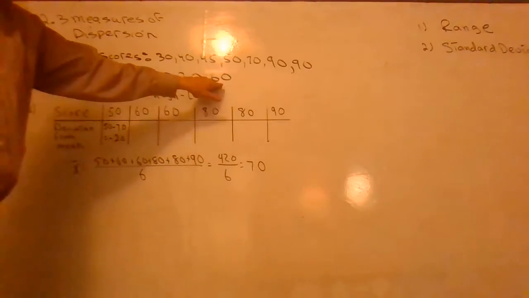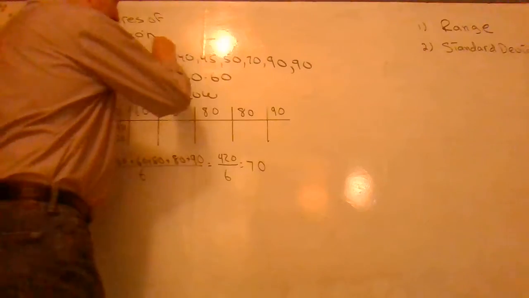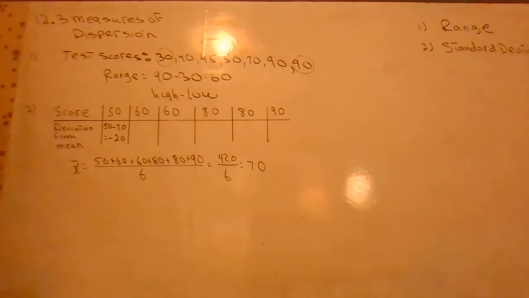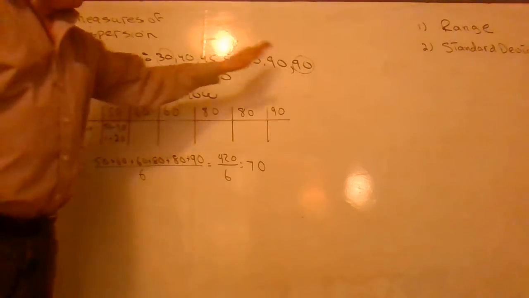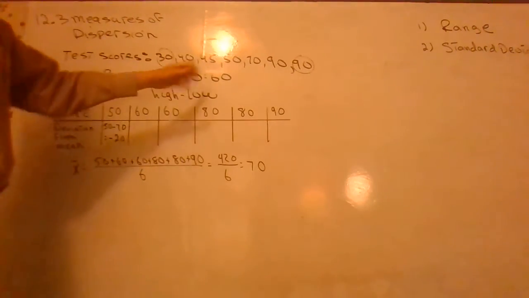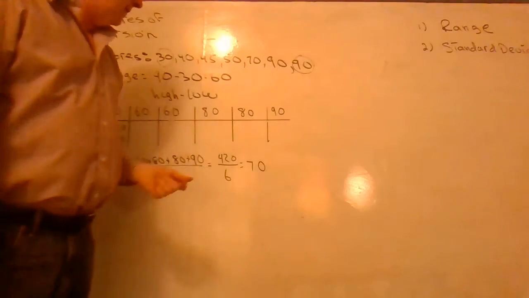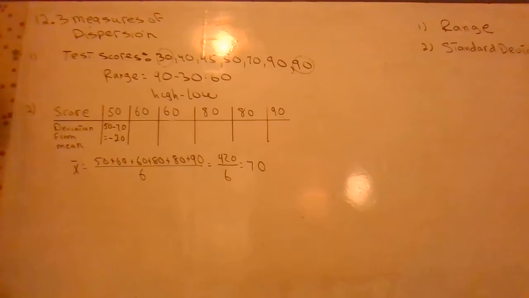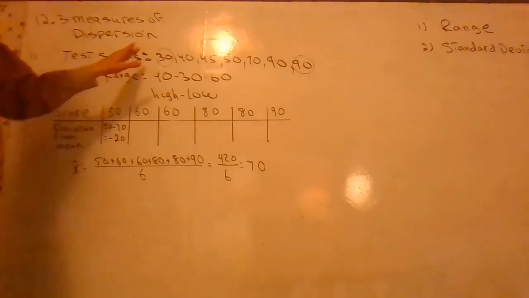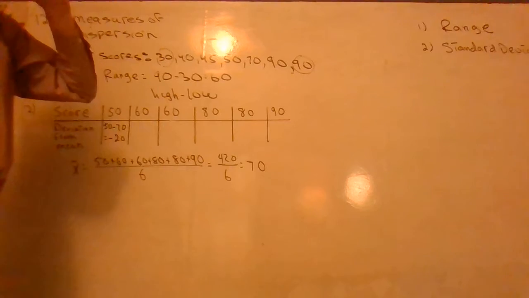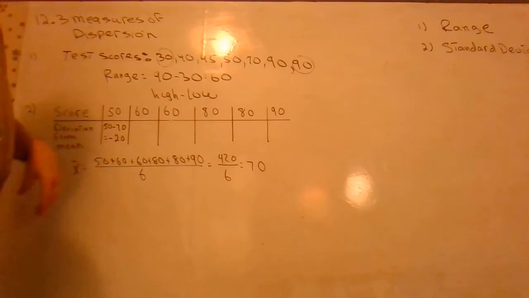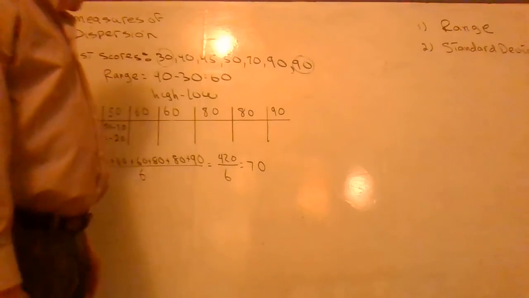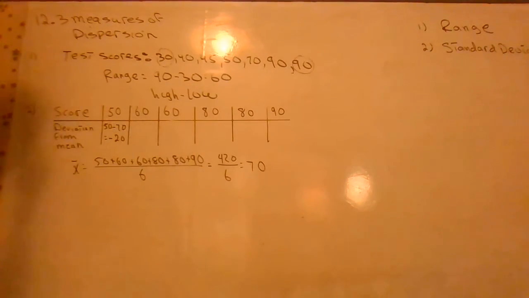One limitation of this is this only takes into account 30 and 90. So for instance, we could have a bunch of 30s and a bunch of 90s, and then the range of 60, or we could have a 30 and a 90 and a bunch of scores clustered at 50, and you still have a range of 60. So this doesn't tell the whole picture. Standard deviation, which we'll talk about in the next video, takes into account the dispersion of every single score. It's also very useful for a normal distribution.